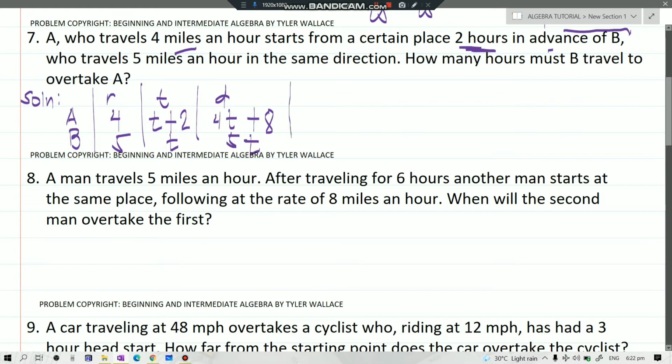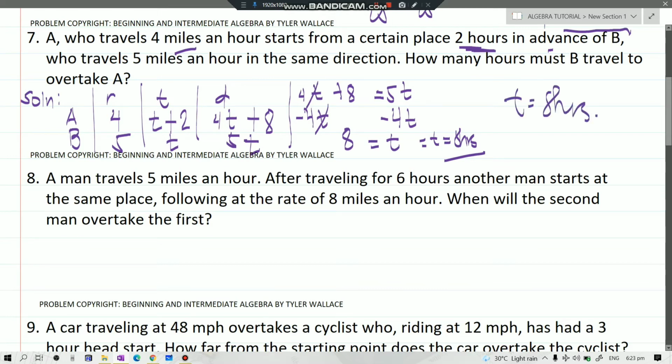And also, after that, we have 40 plus 8 is equals to 5T. So, isolate natin si 40 or sa right side na lang si T. So, we have negative 40 and negative 40. So, we have 8 is equals to T. Okay? So, ang time natin is 8 hours. Okay? So, ayan yung ating sagot. So, T is equals to 8 hours.